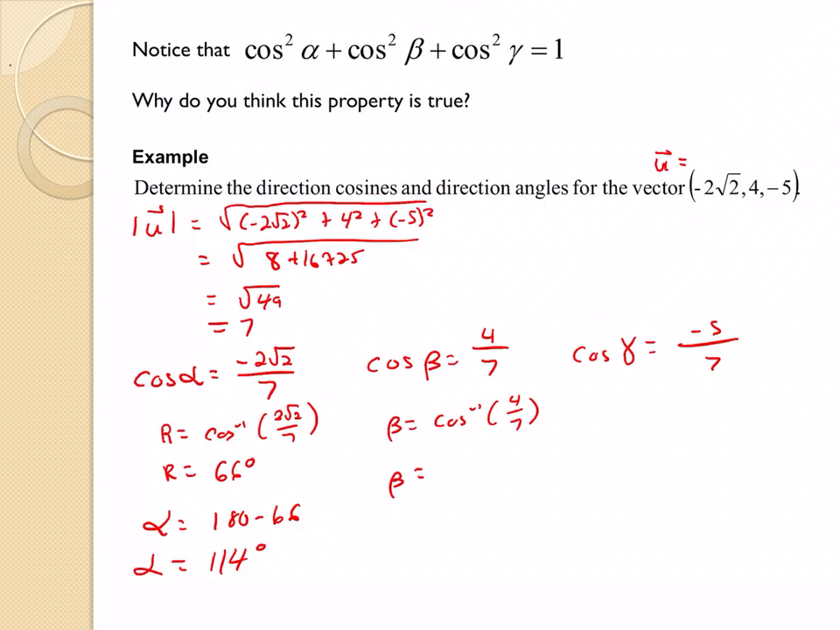This next one's positive, so I don't have to worry about stuff like that. I can just do cos inverse of 4/7 and find that angle with the y-axis. Cos inverse 4/7, I get 55 degrees. And this one again, I first got to find the related angle, cos inverse of 5/7. That is, find the related acute angle, the positive quadrant angle, which is 44 degrees, and that means that this gamma is 180 minus the 44. This gamma is 136 degrees. It had to be obtuse because the cosine was negative there.